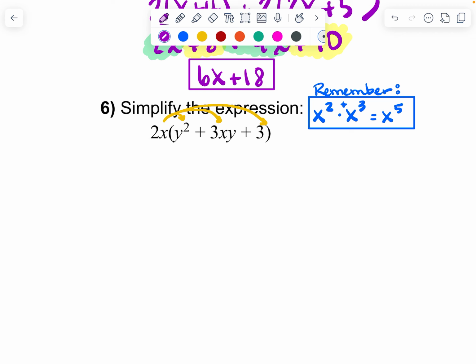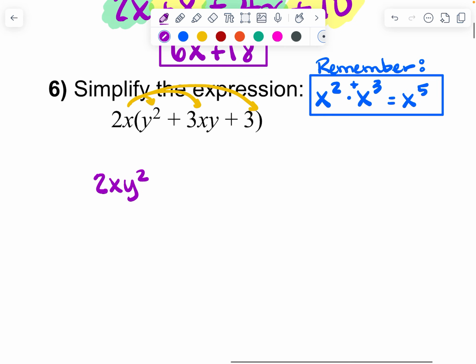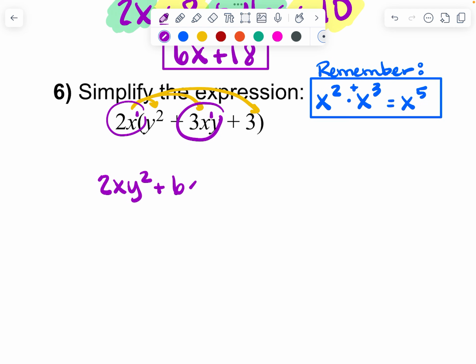All right, so here we go. I'm going to do these first two terms. 2x times y squared. I'm just going to write that as 2xy squared. Remember, you can multiply anything, you just shove it all together. Now I'm going to multiply 2x times 3xy. I have an x to the first and an x to the first. So 2 times positive 3 is positive 6, and then x times x gives me x squared because I add the exponents, and then the y just gets attached.